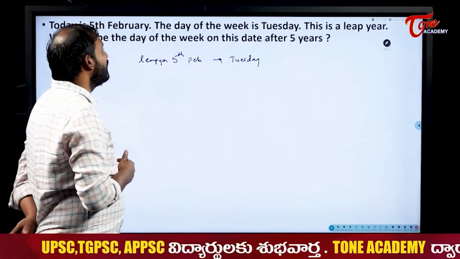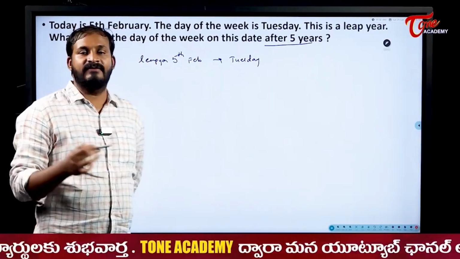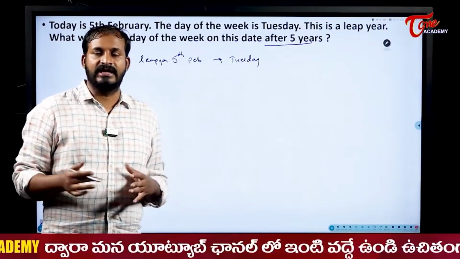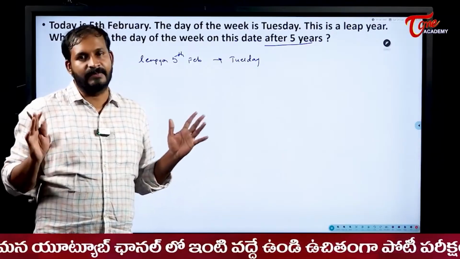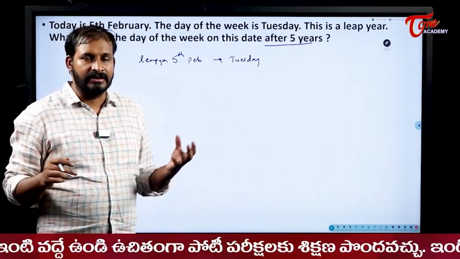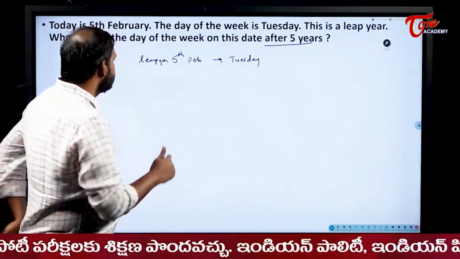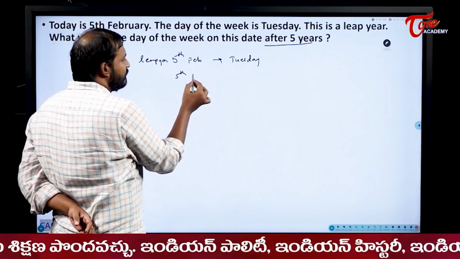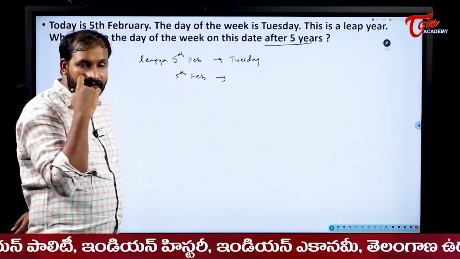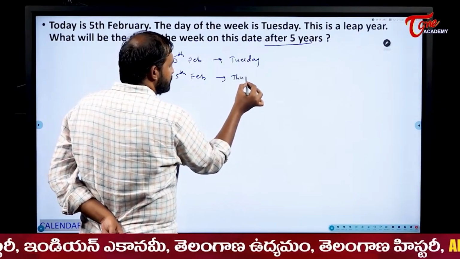Now, what will be the day of the week of this date after 5 years? After 5 years, the same date will be what? See here, students. Few students will think that, sir, we will add 5, we will do this, that. Don't do too many things there. Make it simple. Just by writing it out, you will get the answer in 10 to 15 seconds. Don't think too much and make it complicated. Now see here, next year, 5th February will become what? Now the February 28th is crossed, right? So it will become what?